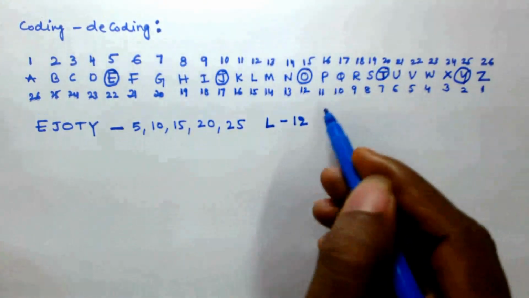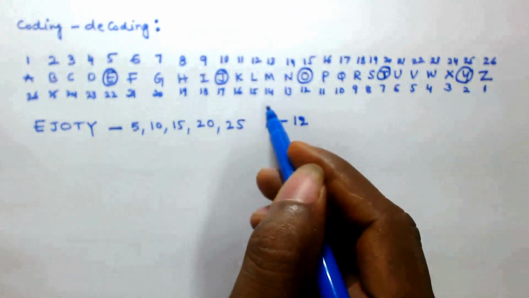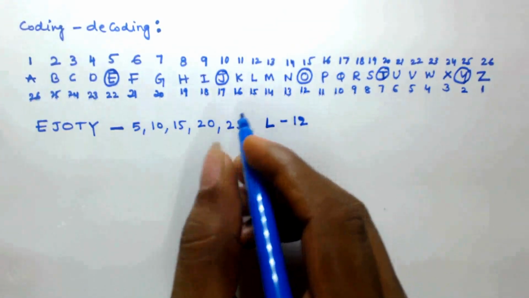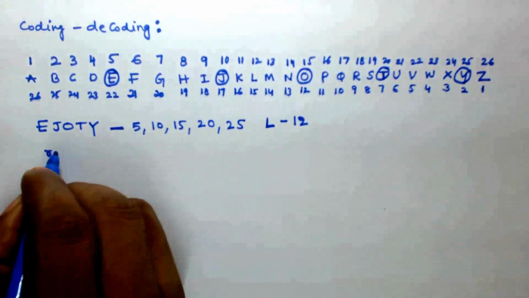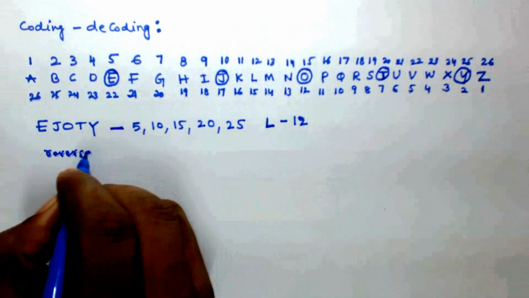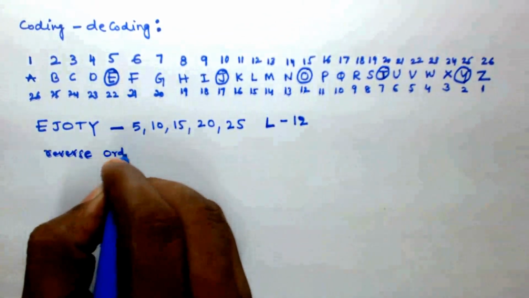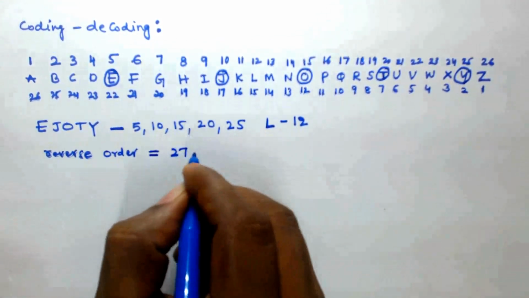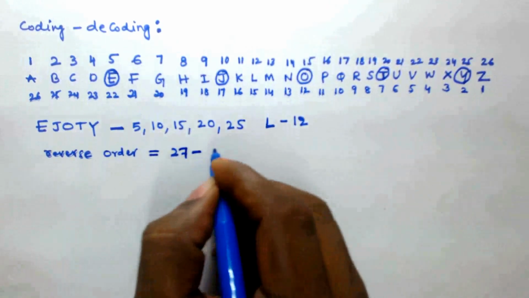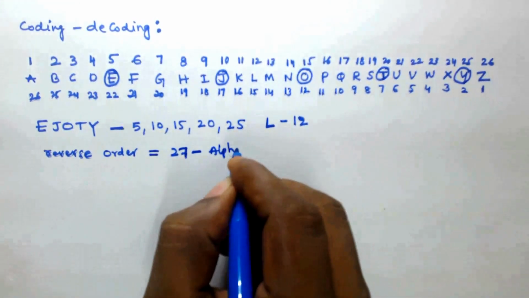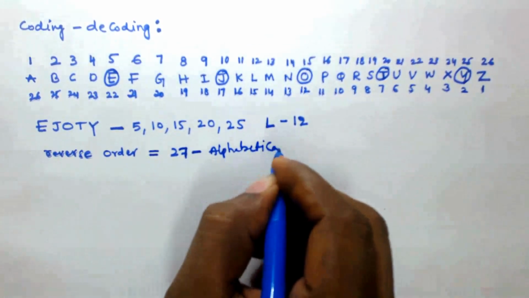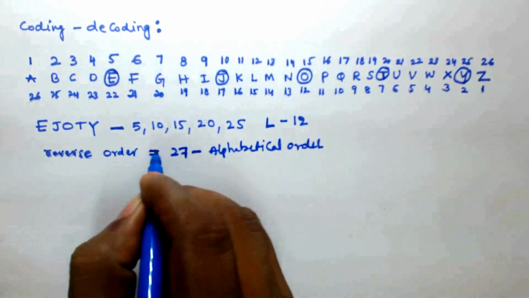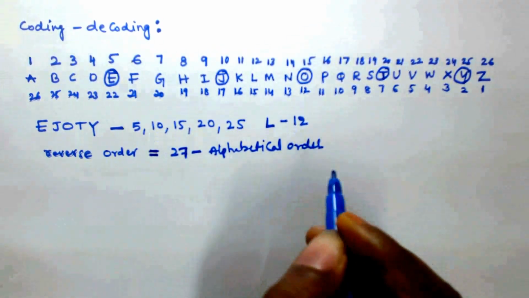Now how can we remember the reverse alphabetical order? How will we get the reverse order number? Reverse order is equal to 27 minus alphabetical order. So the reverse order number is obtained by 27 minus the alphabetical order.